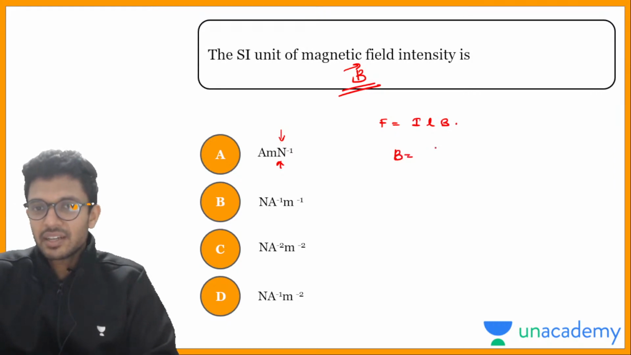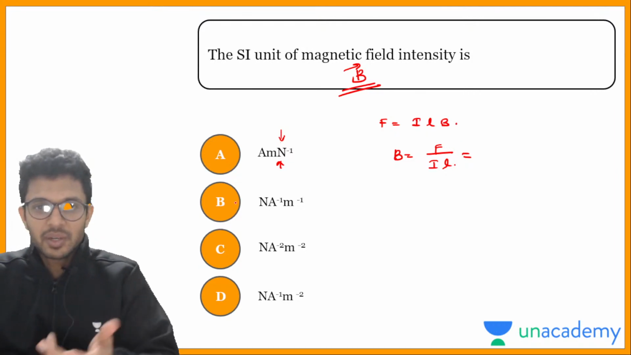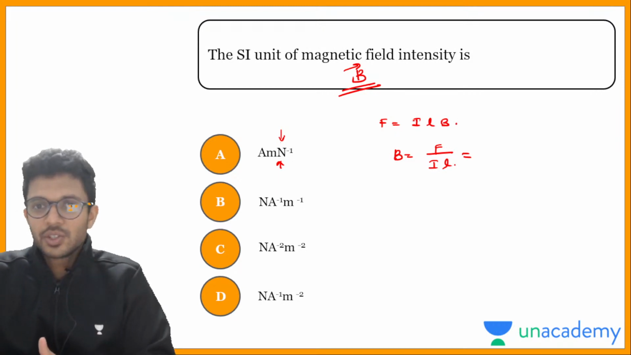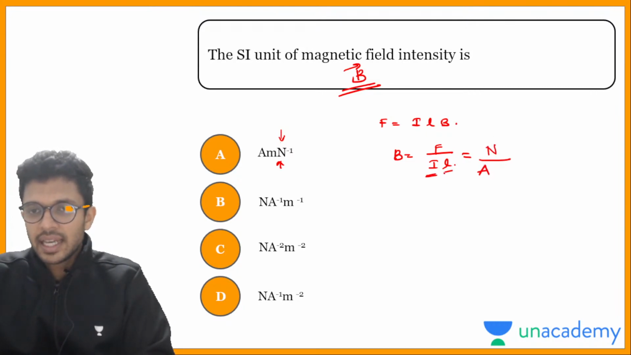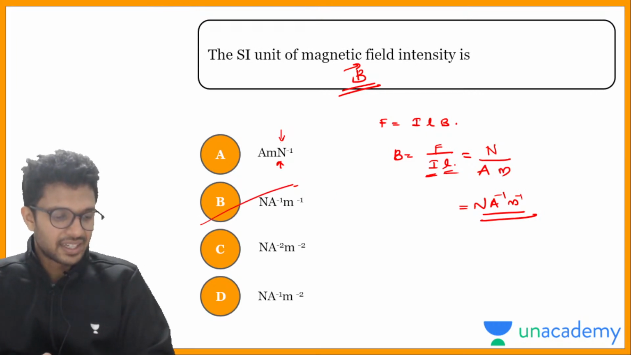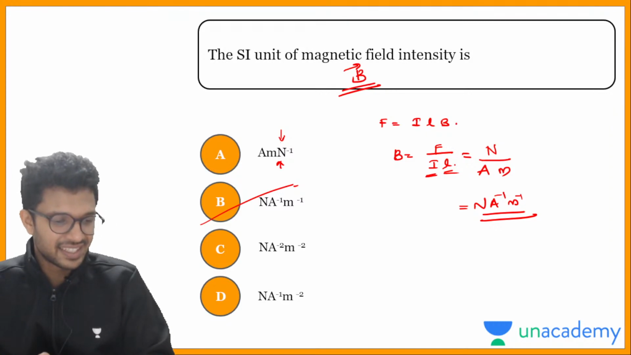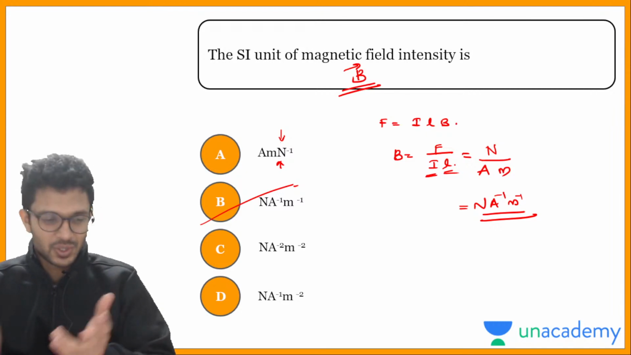From here you can write magnetic field is equal to F divided by IL, because for magnetic field we usually use the unit of Tesla. Nobody will be remembering all these big formulas, right? So you just have to remember these formulas, rearrange the formulas and get the answer. Force, Newton. Current, ampere. Length, meter. Got the answer, Newton ampere inverse meter inverse. Look how simply we got it. You don't have to learn it by heart.